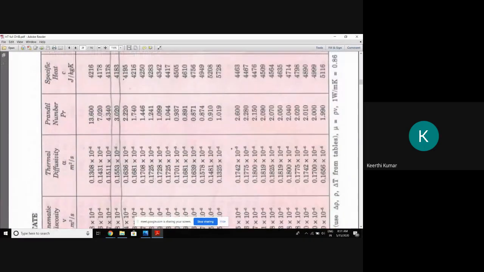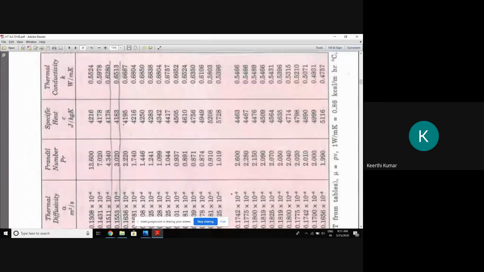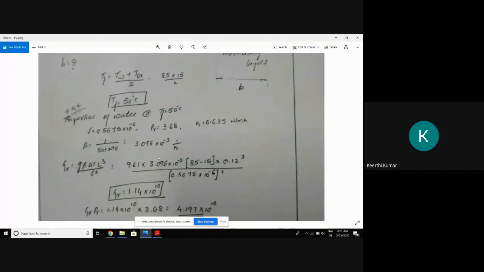The kinematic viscosity, thermal conductivity, you take all the properties which are required. For solving the problem of natural convection, only 3 properties are enough: kinematic viscosity, Prandtl number, and thermal conductivity. If it is forced convection, then we need to take mu, rho, specifically all the properties. Okay. Then, after finding this, we'll go for beta.